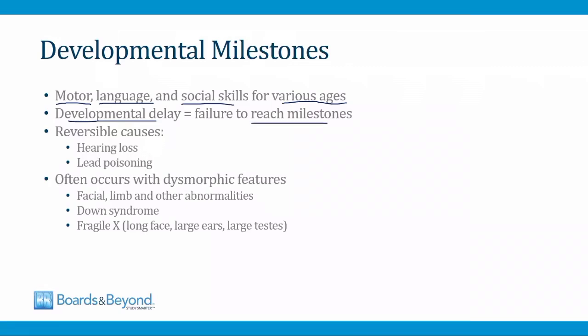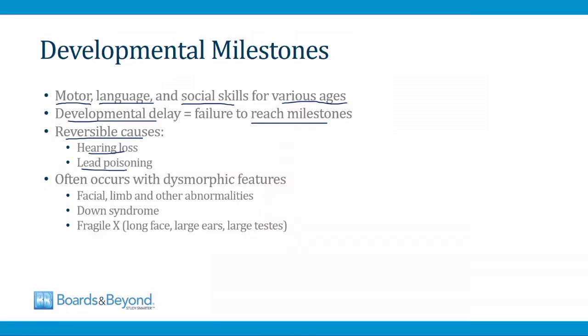And developmental delay has a large differential diagnosis. There are some causes of developmental delay which are reversible, things like hearing loss or lead poisoning. These can be treated. There are also causes that are not reversible. Many of these have to do with genetic abnormalities.